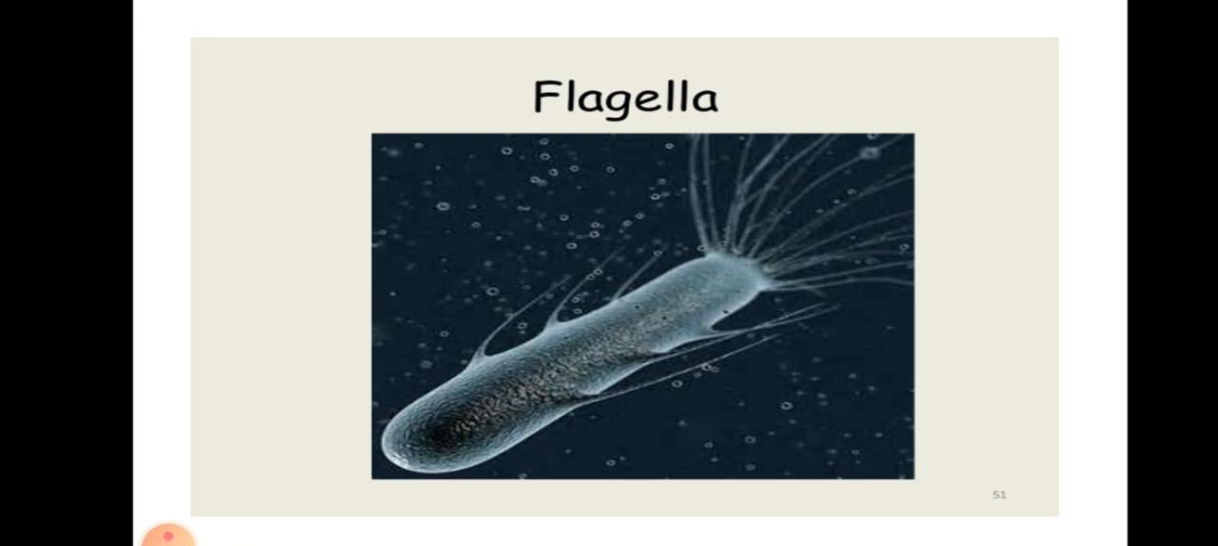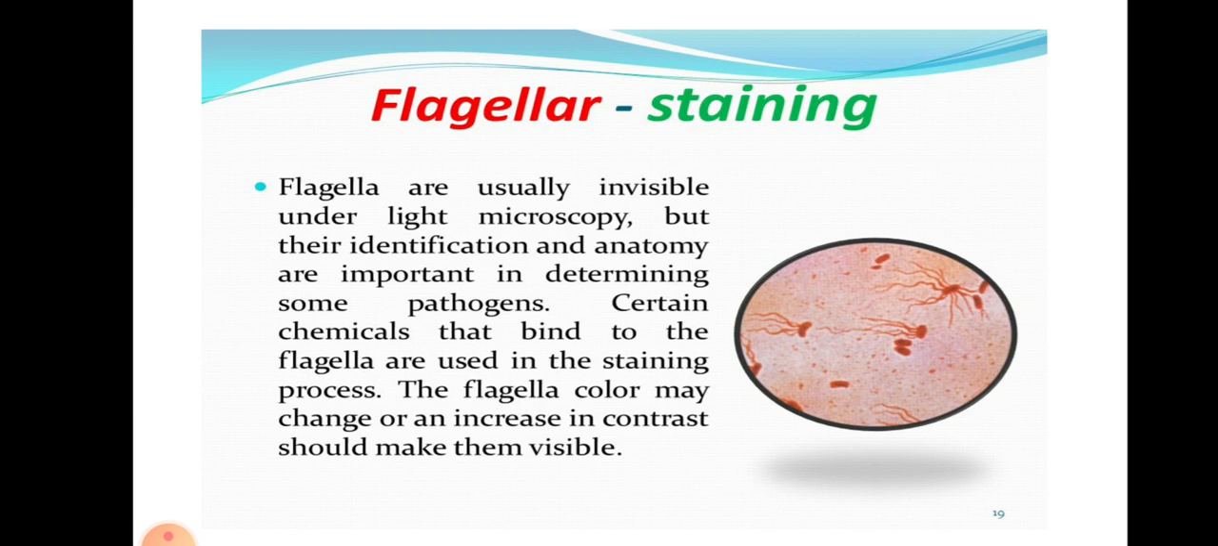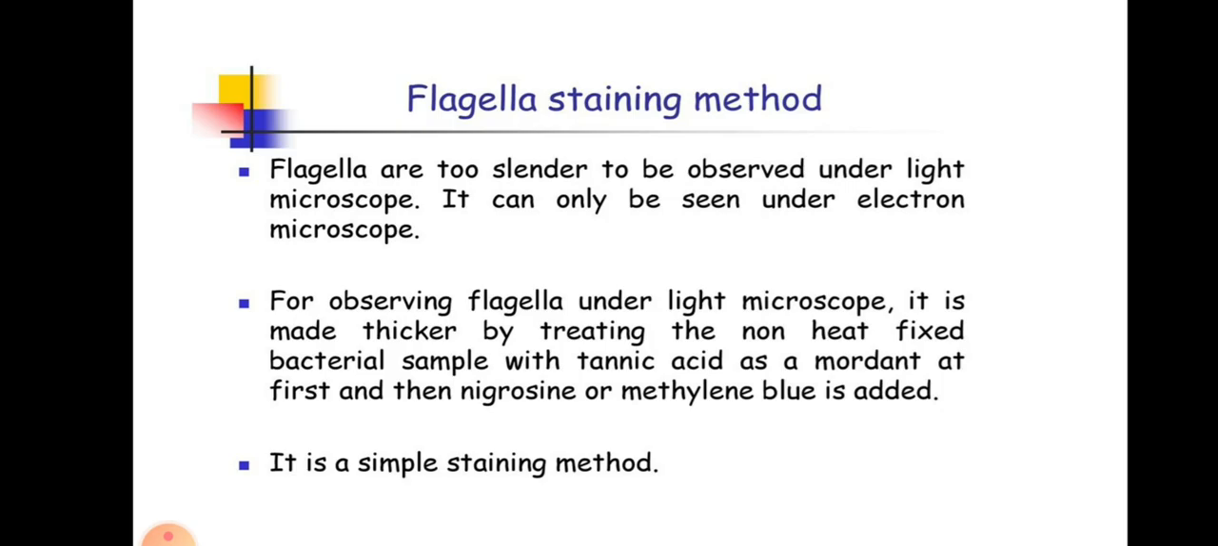Moving on to the next staining technique, the flagellar staining technique. Flagella are usually invisible under light microscope, but their identification and anatomy are important in determining some pathogens. Certain chemicals that bind to the flagella are used in the staining process. The flagella color may change or an increase in contrast should make them visible. Flagella are too slender to be observed under light microscope. They can only be seen under electron microscopy.